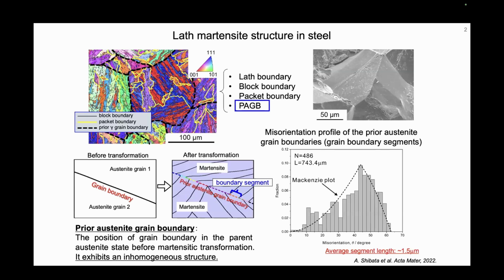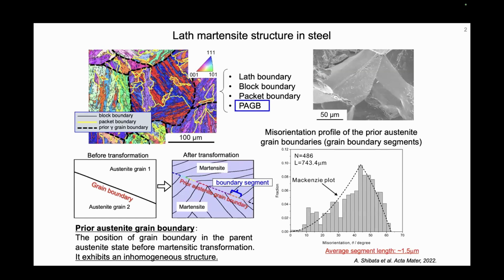For example, from the viewpoint of misorientation, a grain boundary in austenite with a single misorientation is divided by martensitic transformation into several grain boundary segments with different misorientations. We call the unit of a prior austenite grain boundary divided by martensite variants a boundary segment.